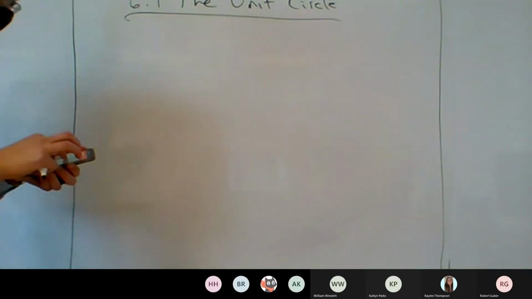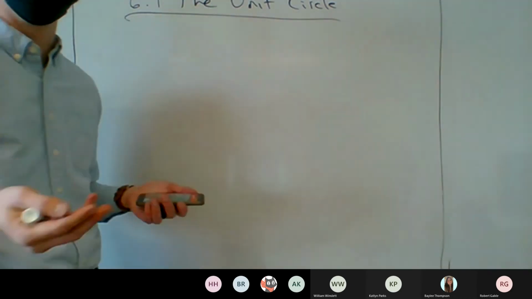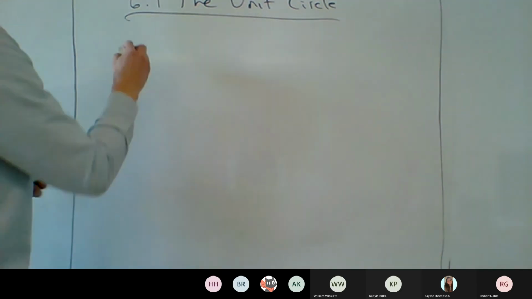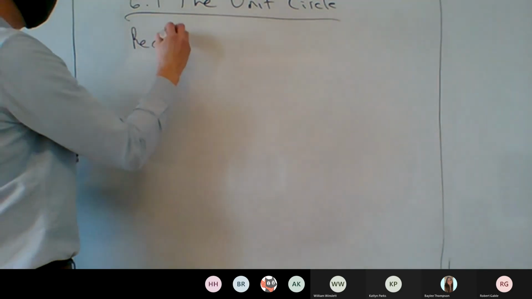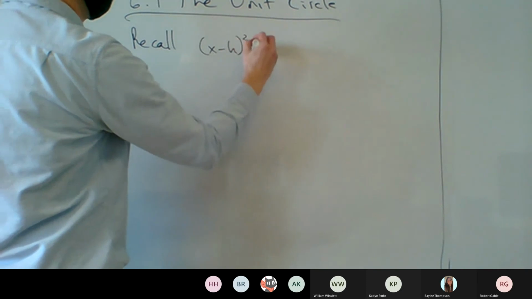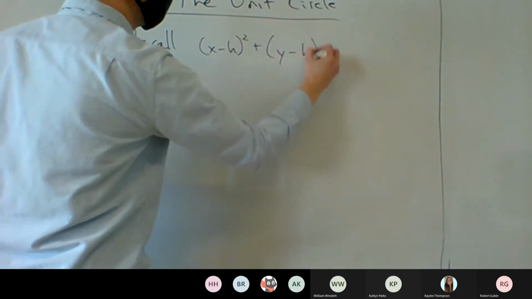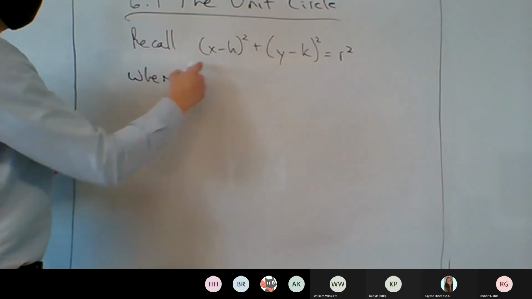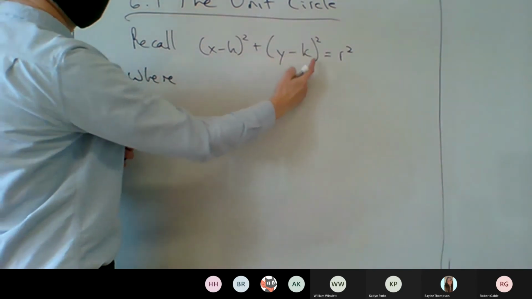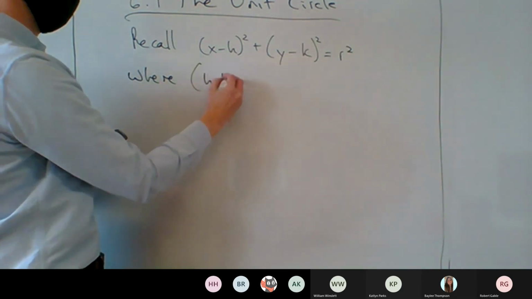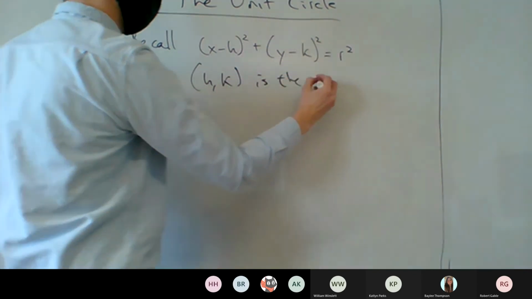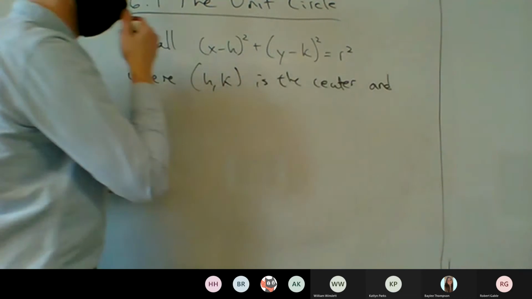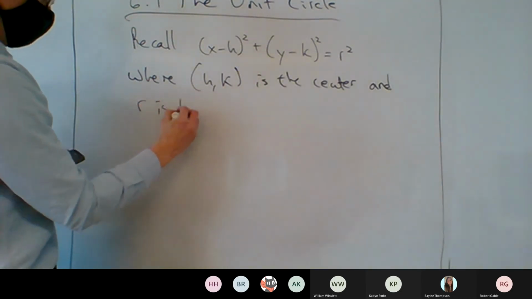The name of this chapter is the unit circle approach, so I need to explain what the unit circle is and everything. First of all, just recall the definition of a circle. (x minus h) squared plus (y minus k) squared is equal to r squared, where (h, k) is the center and r is the radius.